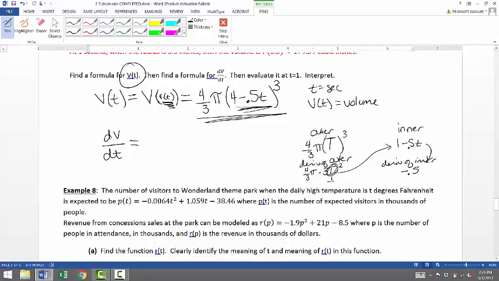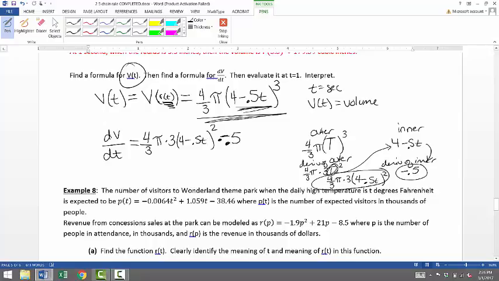So the outer function's derivative would be 4/3 pi times 3 times, instead of capital T, it's the entire function, 4 minus 0.5t, squared. So here's the derivative of the outer, here's the derivative of the inner, and the derivative of the volume function overall would be 4/3 pi times 3 times (4 minus 0.5t) all squared. There's the derivative of the outer times the derivative of the inner function, which is negative 0.5.